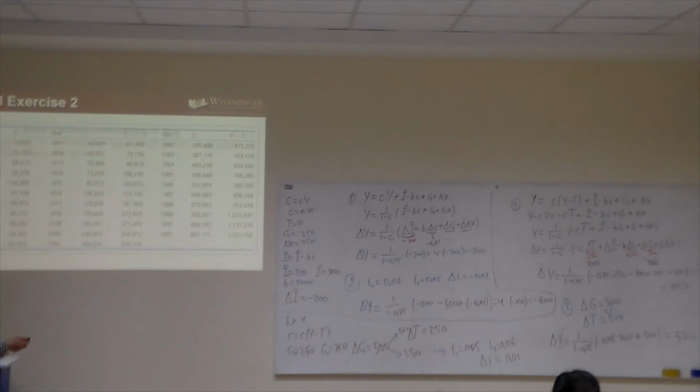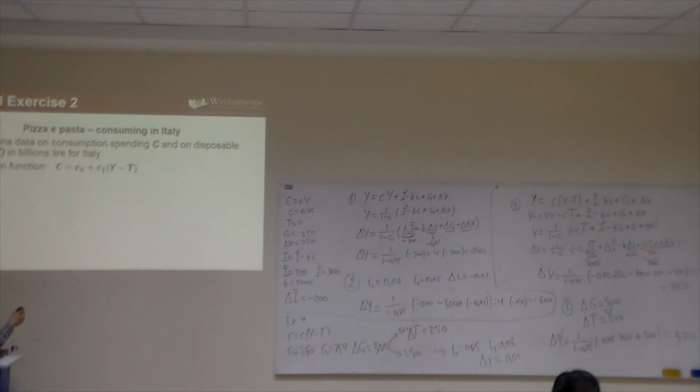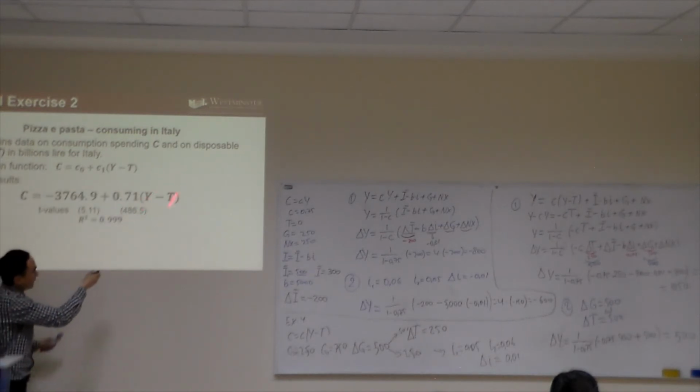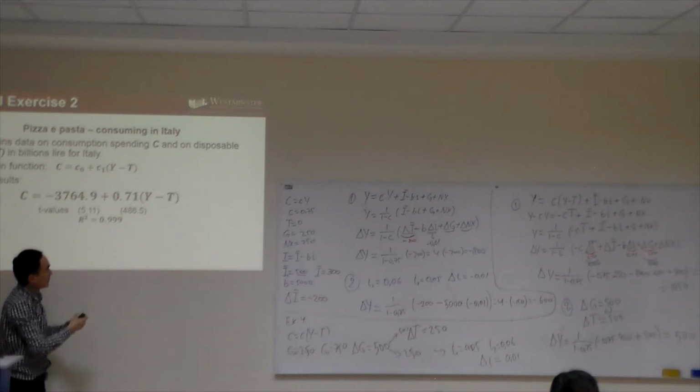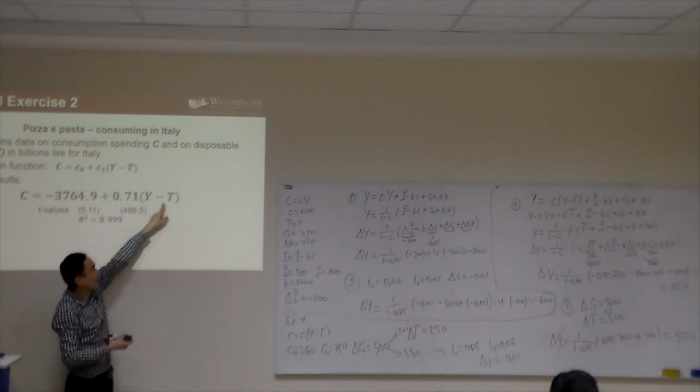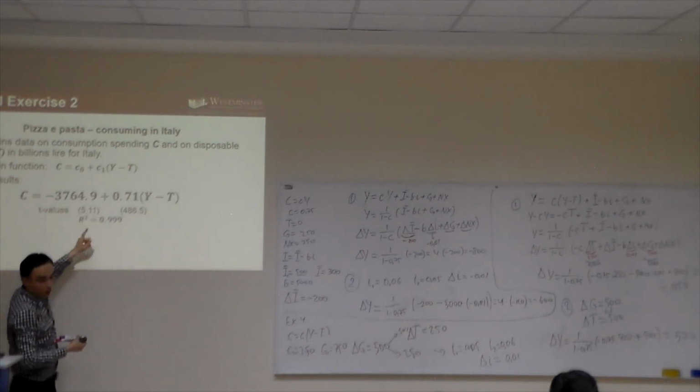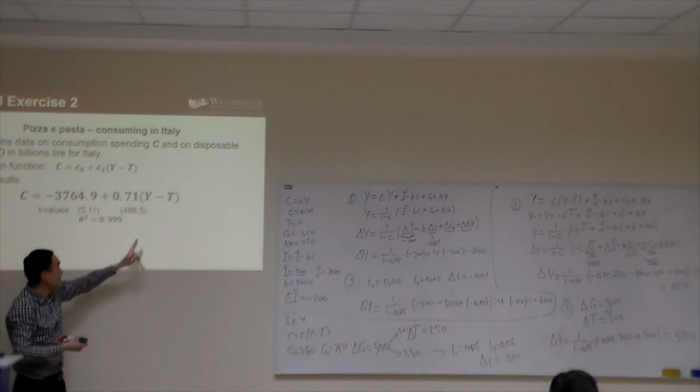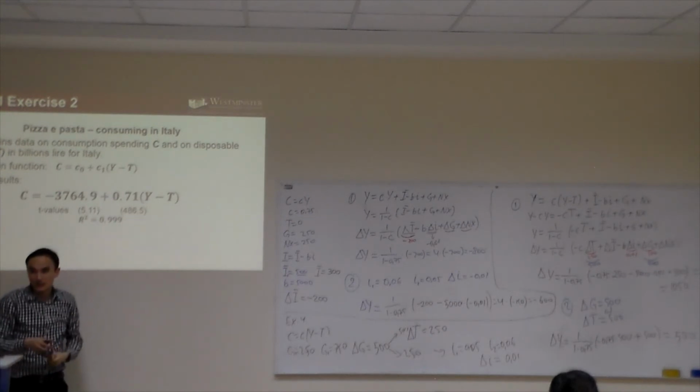Okay. So now after running those regressions, the model itself is consumption equals autonomous consumption plus a coefficient times disposable income. Okay. So this was the output. Indeed, if that income increases by $1, measured in $1 billion or whatever, the consumption of pizza and pasta increases by 71 cents.